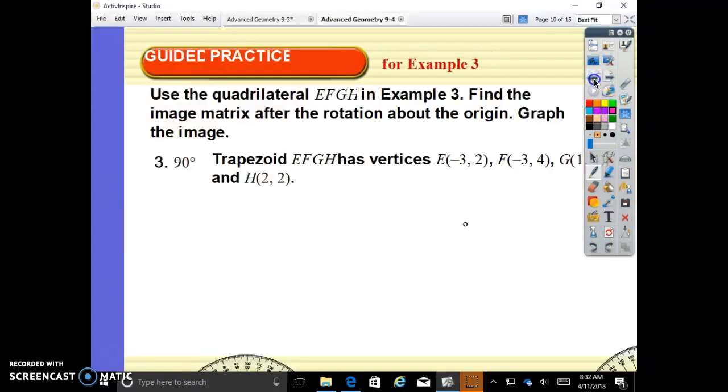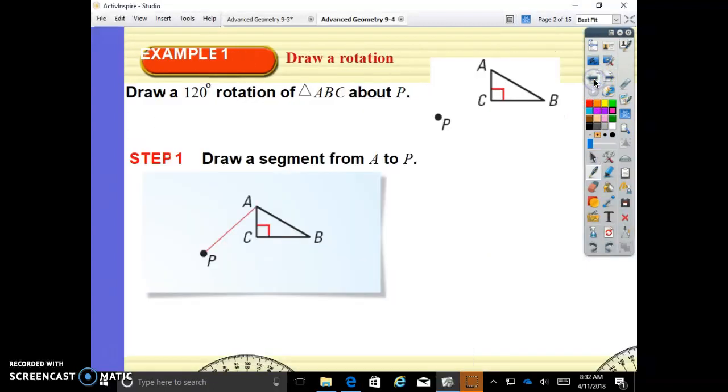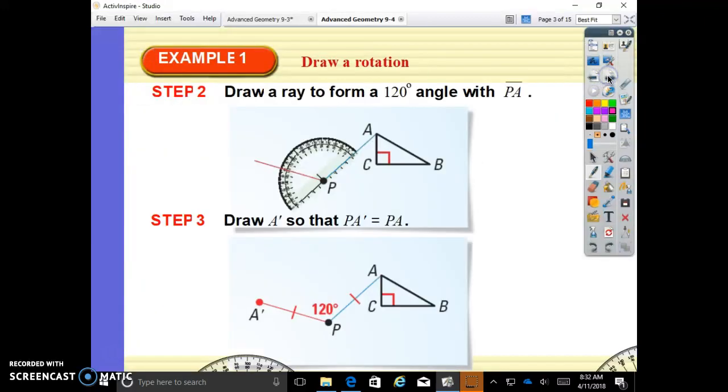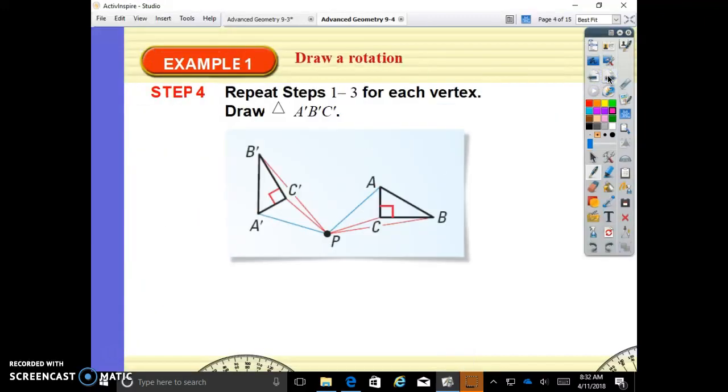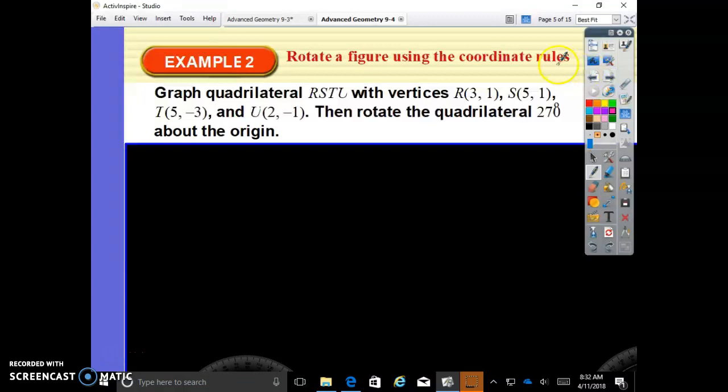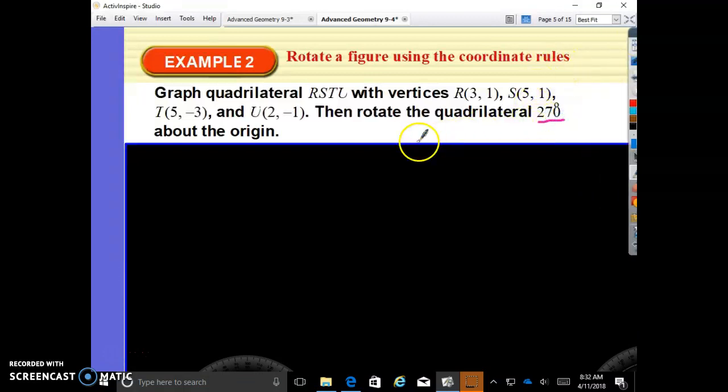All right, so let's go back to what we were just working on. So we did our one with the protractor, and then we got to this one, and it has 270 degrees about the origin. So if we are rotating 270 degrees about the origin, how are we going to do this? So our R prime, what is our rule for 270? Switch the x and the y, change the sign of the new y.